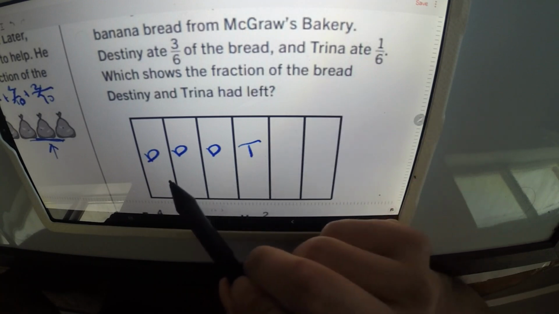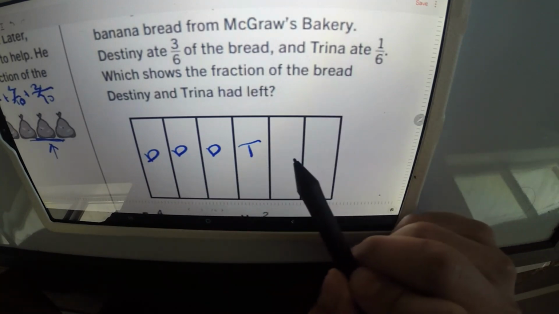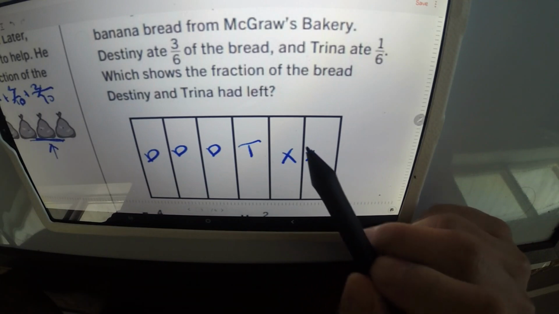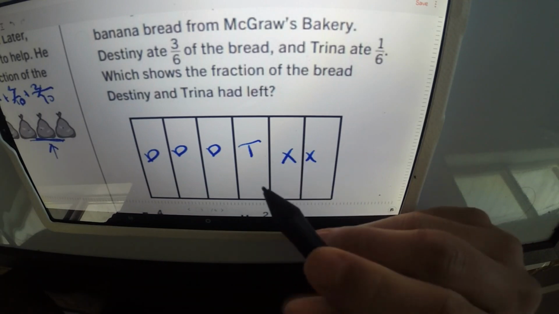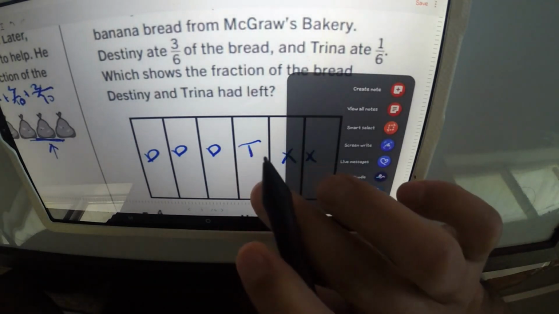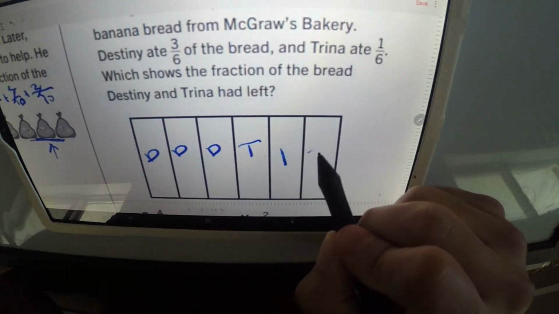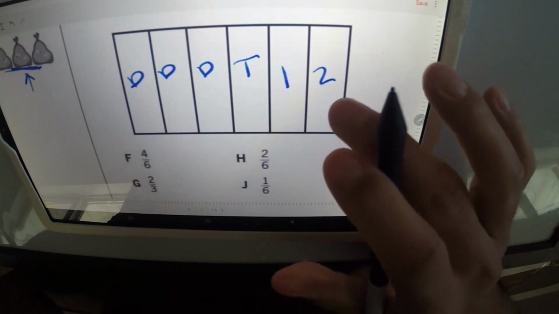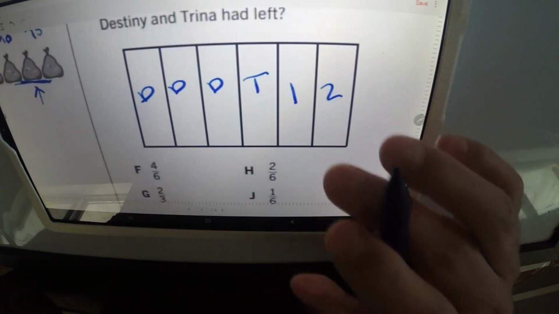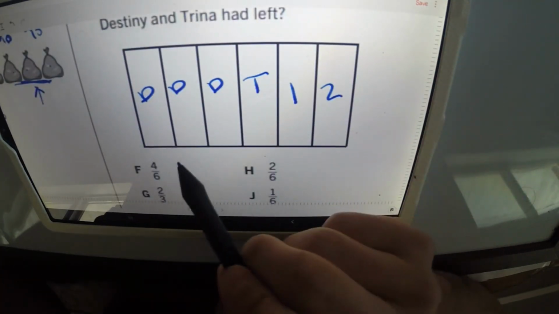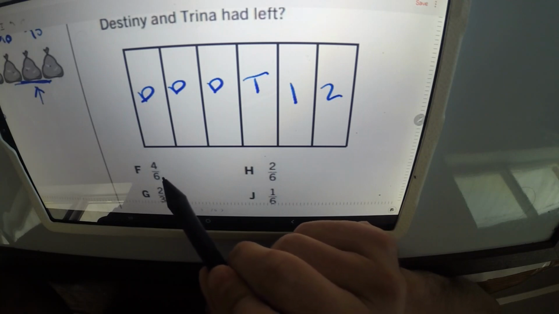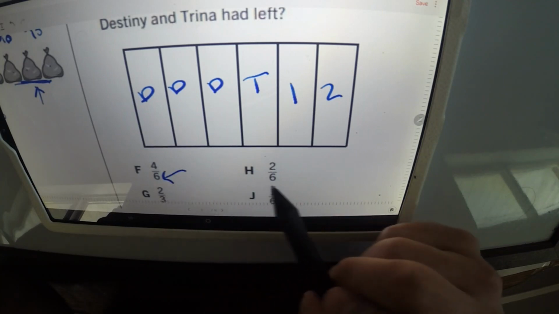So this is what they ate. This is what was left behind. 1, 2. So we'll mark it that way. So 1, 2 pieces are left behind. That's what they want to know, they want a fraction in that case. So again, 6 total pieces. We're looking for the denominator that has 6.